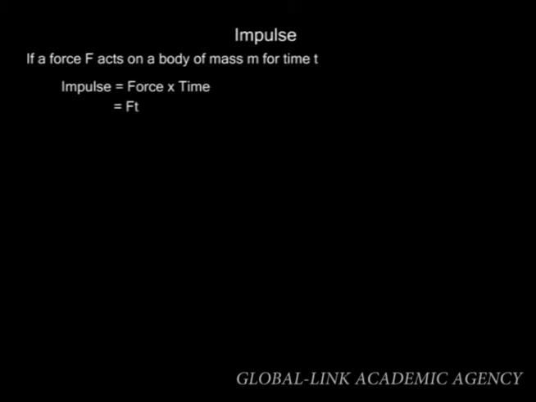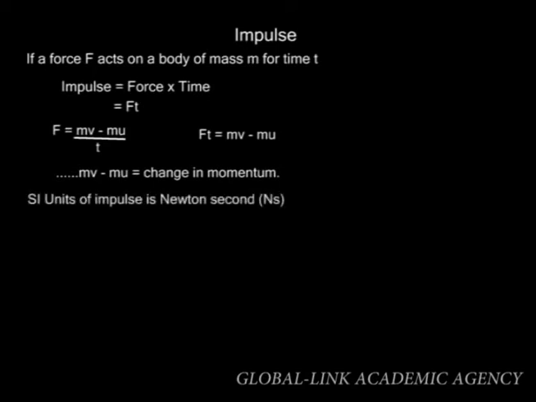From Newton's second law, F is equal to (mv minus mu) over t. If you do cross multiplication, this can be rewritten as Ft is equal to mv minus mu. Since mv minus mu is the change in momentum produced in the body during the time t, the impulse of a force acting on a body during a given time interval is equal to the change in momentum produced in the body in that time. The SI unit of impulse is newton second. Therefore, another unit of momentum is the newton second.